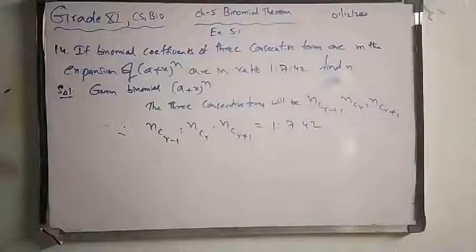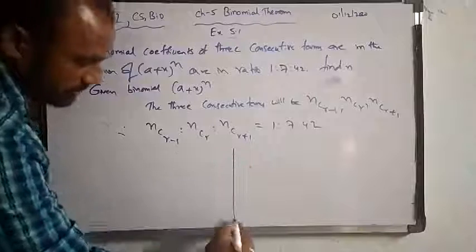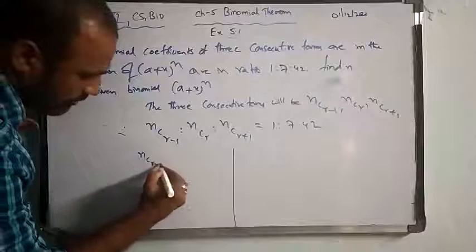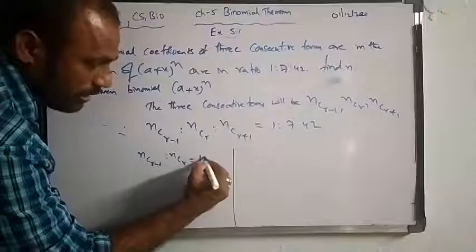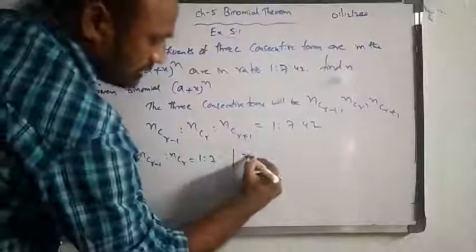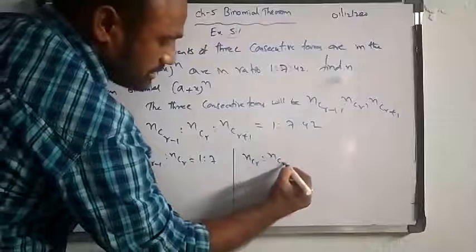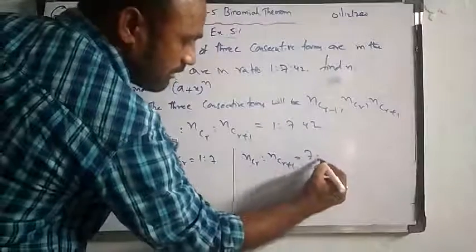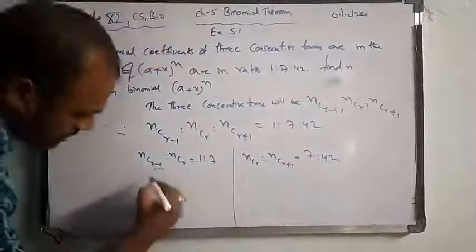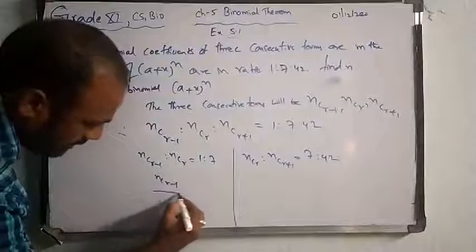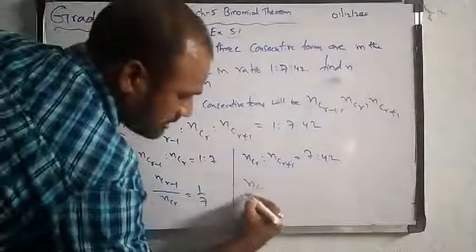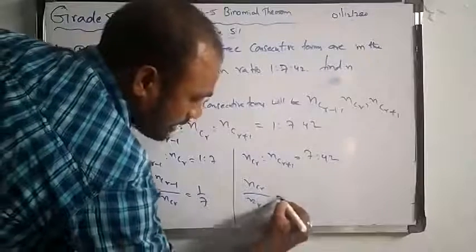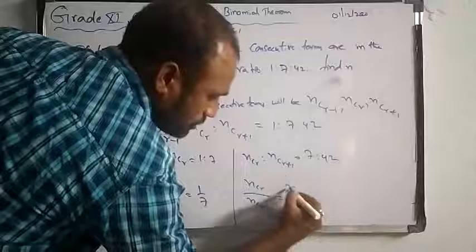1:7:42. So I will compare the first two and the last two. This can be done like this: nC(r-1) : nCr = 1:7. Second one, nCr : nC(r+1) = 7:42. So this can be written as nC(r-1) / nCr = 1/7, and nCr / nC(r+1) = 7/42.